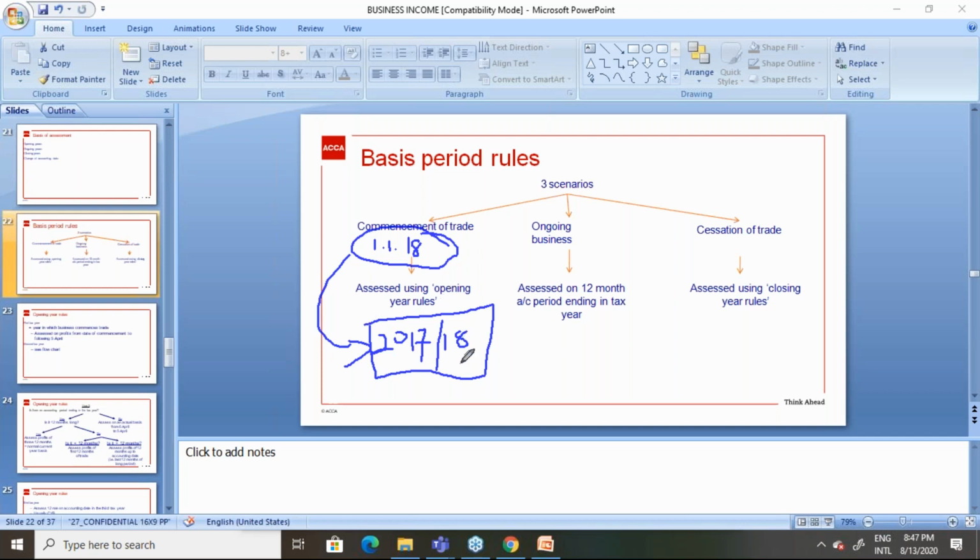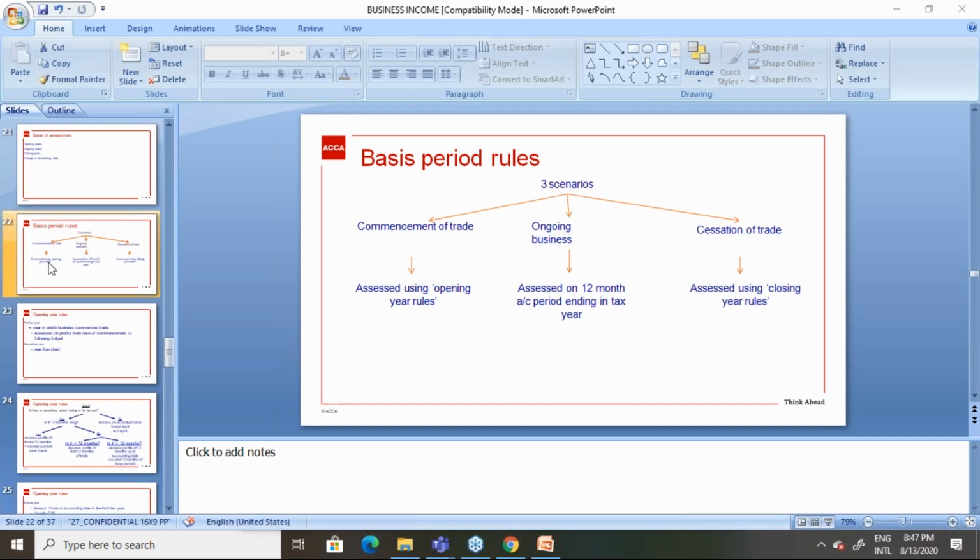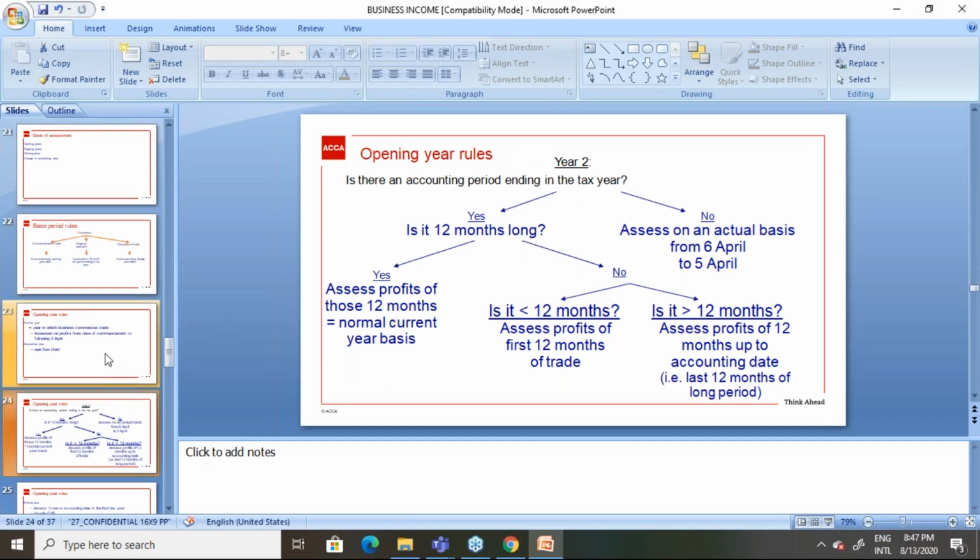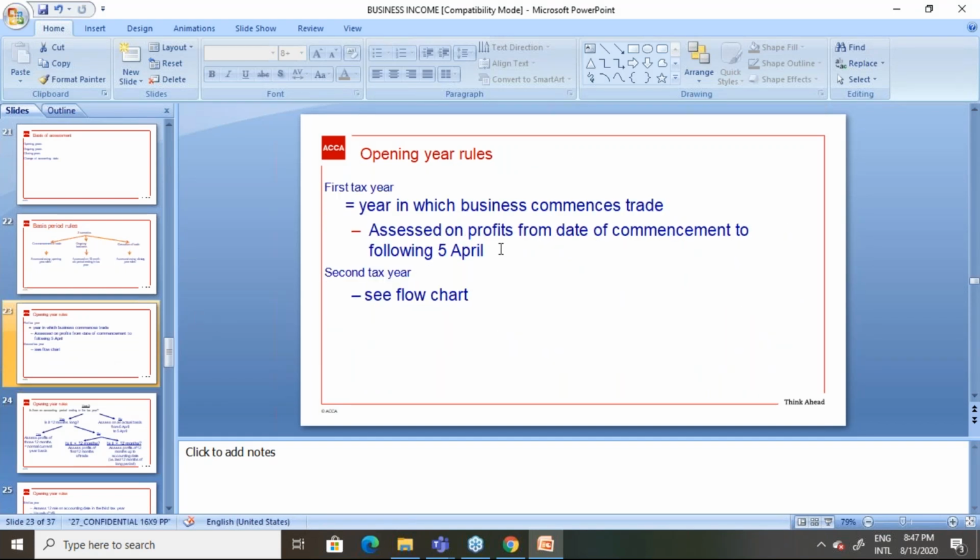Then for the first tax year, you are using the basis called actual basis. For the first tax year, you must always use the actual basis. What do you mean by the actual basis? You need to identify the profits from the date of commencement to the last date of the tax year. In the first tax year, you have to pay taxes only on the profits from date of commencement to the last date of the tax year. We call it actual basis.